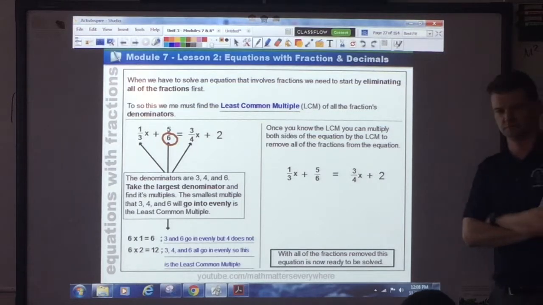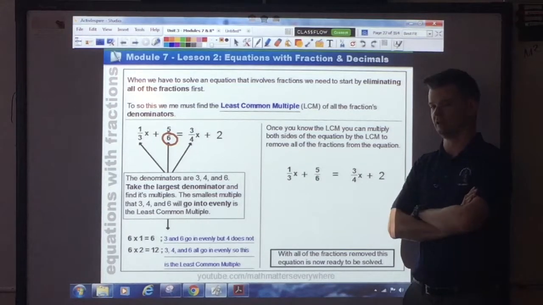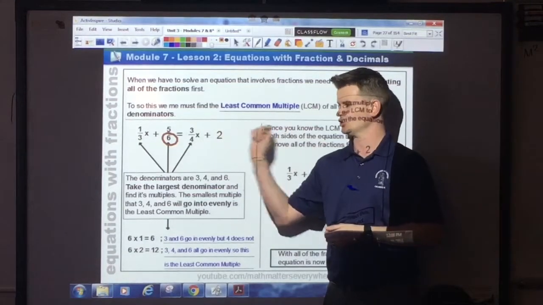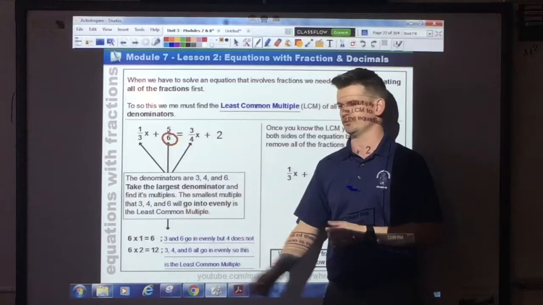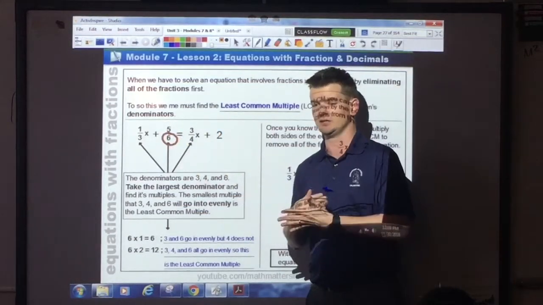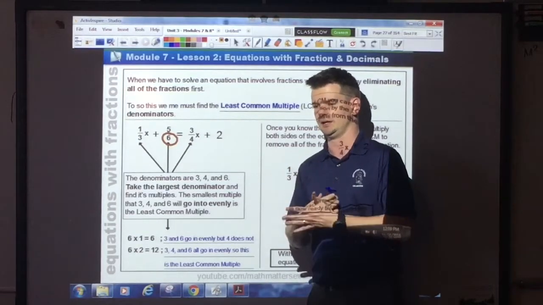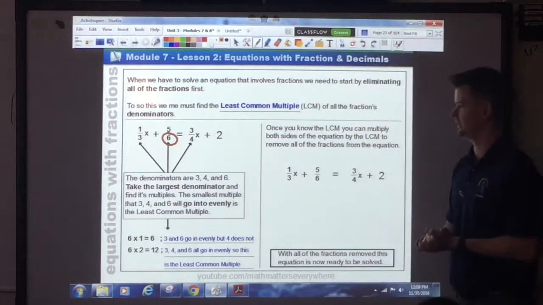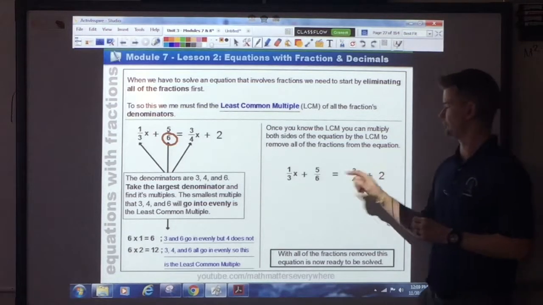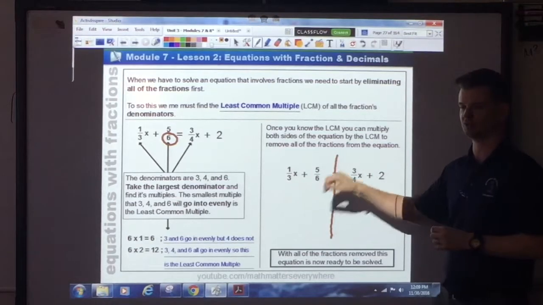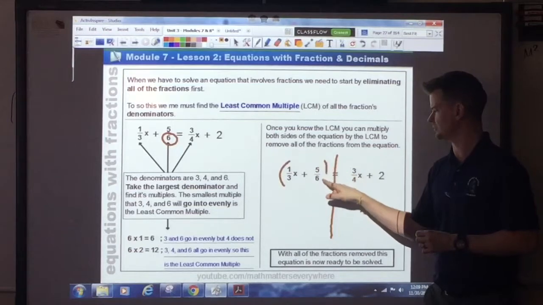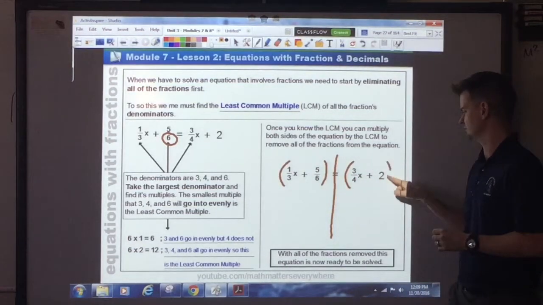So once again, to find the LCM, you take the largest denominator of however many fractions you have. In this case, we have 3 fractions. The largest denominator was 6, and I find all the multiples. As soon as I find the smallest multiple that all 3 of these numbers can go into evenly with no remainder, that's my LCM. Once we have the LCM, here's how we get rid of all the fractions. Remember that what you do on one side of the line, you must do on the other. So we get rid of all these fractions by multiplying both sides by the LCM.